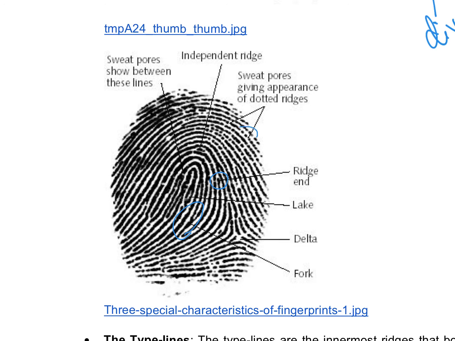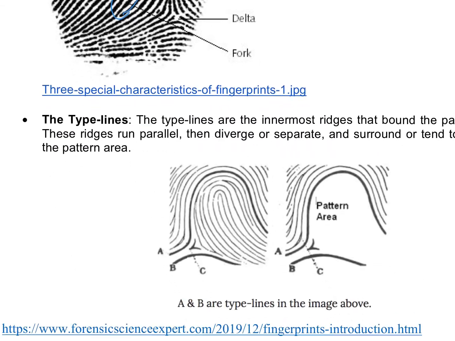Now all this becomes dotted because of your sweat pores. This is an independent ridge. You see the sweat pores in between the lines. Right, and now let's move on.